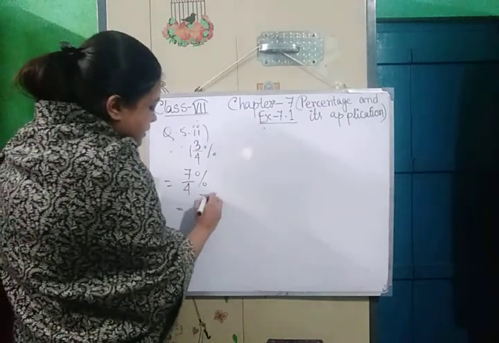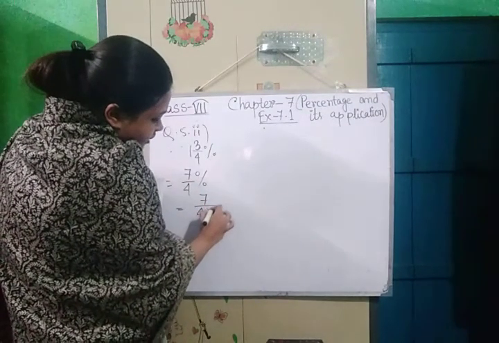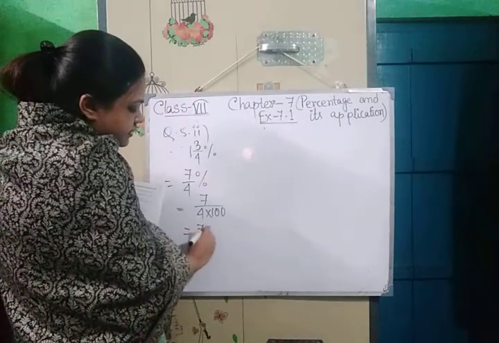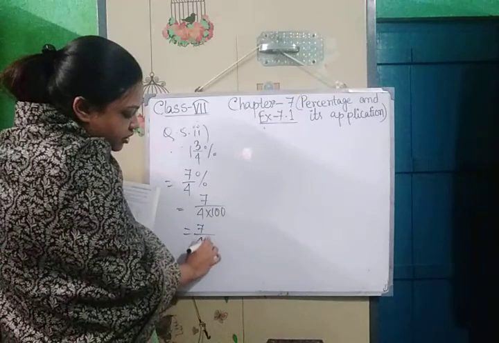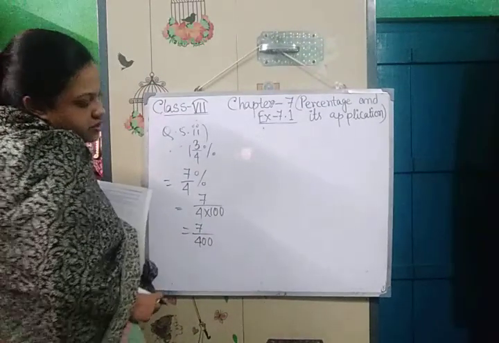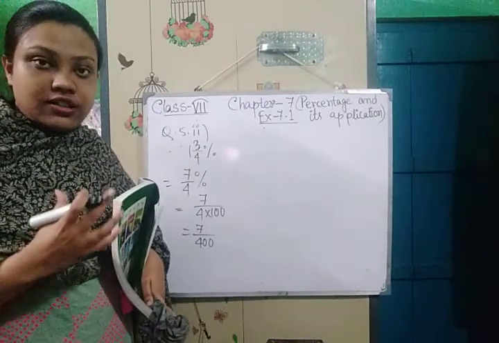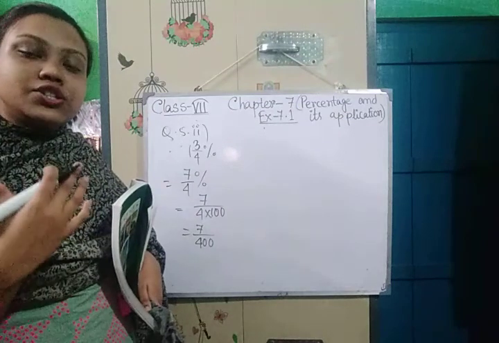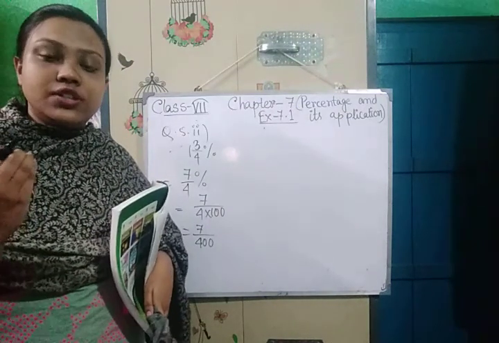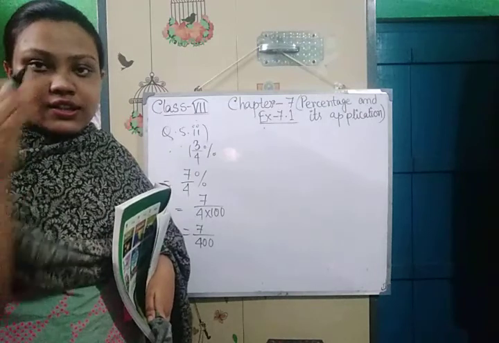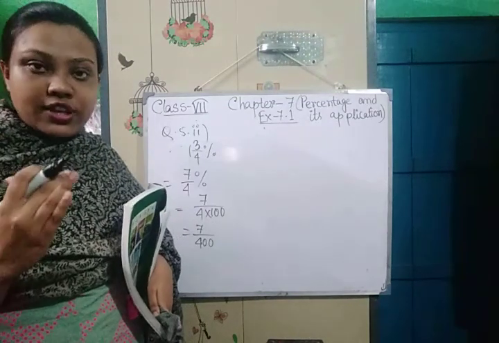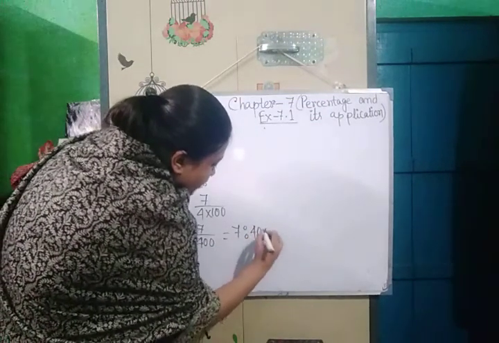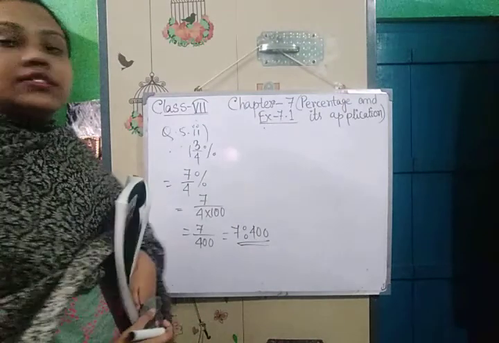So it will be 7 by 4 into 100. So 100 will be multiplied with the denominator. Now what is that? That is 4 into 100, 400. We cannot do any cancellation here. 7 by 400. So that is the fraction. But we have to write it as a ratio. So what will be the ratio? You all know that 7 by 400 is equal to 7:400. We can write the fraction 7 by 400 as 7:400. So this is the required ratio.